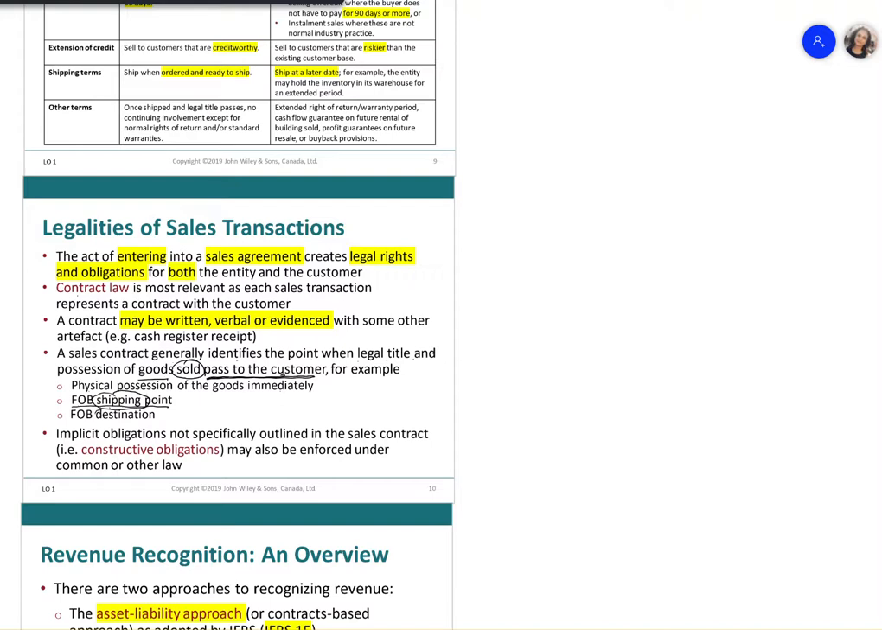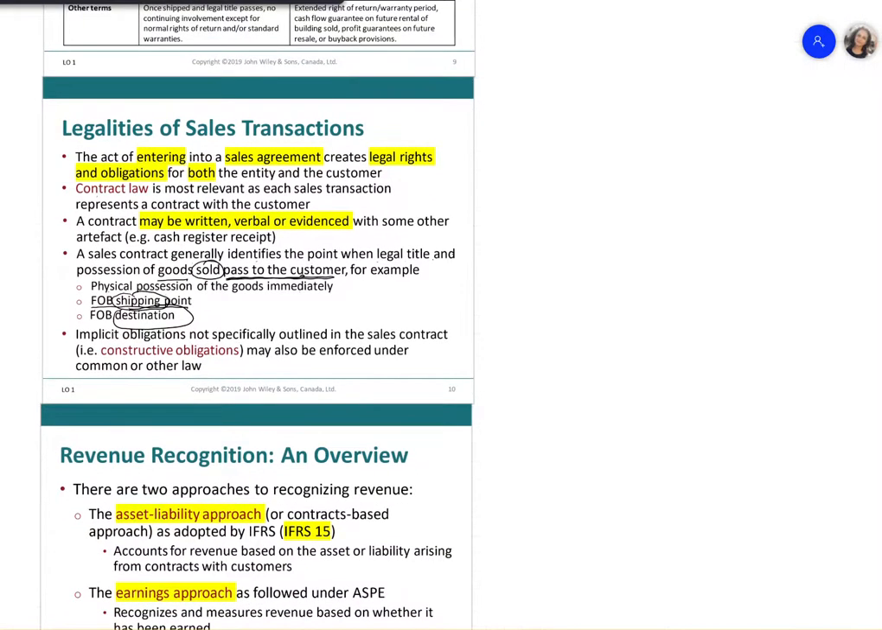With FOB destination point, the goods belong to the business until they reach the customer's warehouse or the customer's office, wherever we're delivering them to.